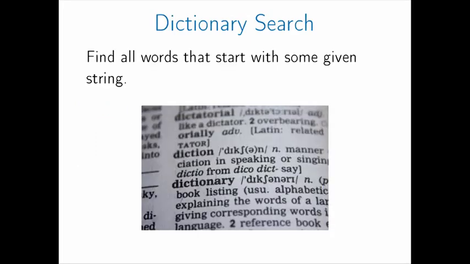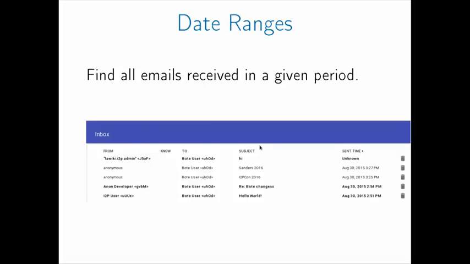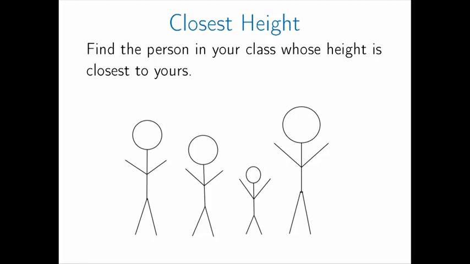So to begin with, let's talk about a few problems that you might want to solve. So one is you want to search a dictionary. You've got a dictionary and you want to find all the words that start with some given string of letters. Or similarly, you've got a bunch of emails and you'd like to find all the emails that were sent or received during a given period. Or maybe you've got a bunch of friends or a class or something and you'd like to find the other person in this class whose height is closest to yours.